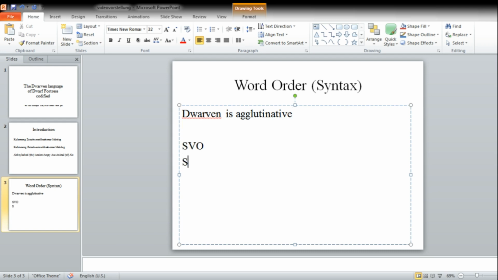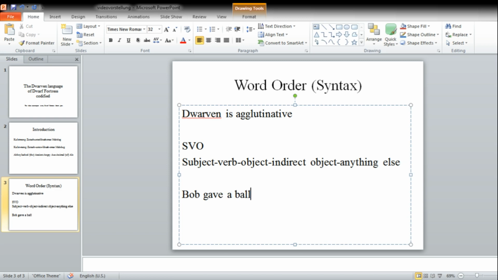SVO, which means subject, verb, object, and then also that actually implies after that indirect object, and then after that, basically anything else. And so the subject is the thing doing the action. So let's say Bob. Bob is the subject, and then the verb gave. Object, a ball, indirect object, to the dog. And then anything else? Yesterday.